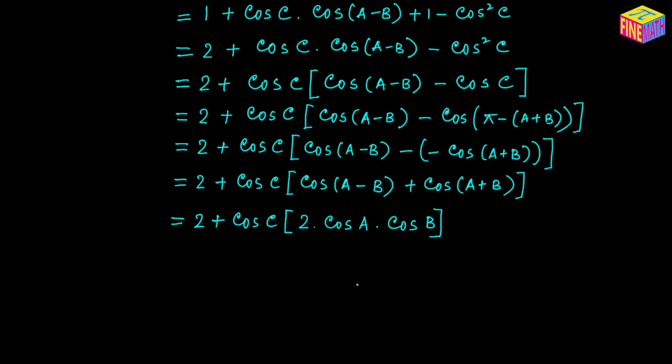Actually the concept is like this. You can say cosine of a plus b plus cosine of a minus b is equal to 2 times cosine of a times cosine of b. That's the formula I am using here.